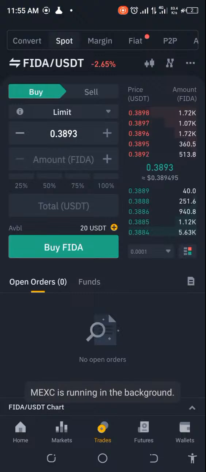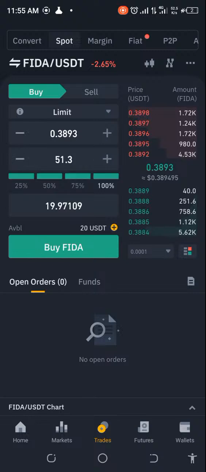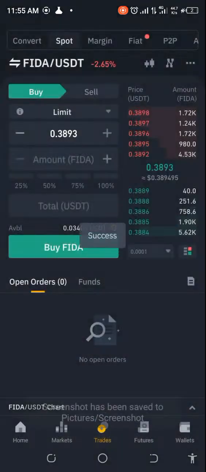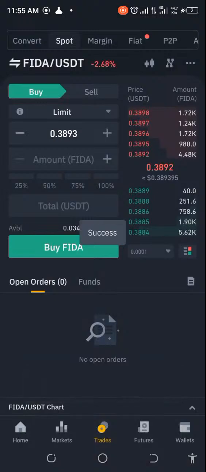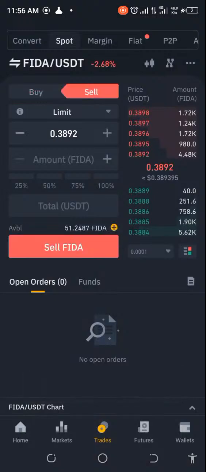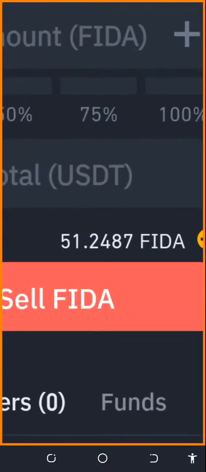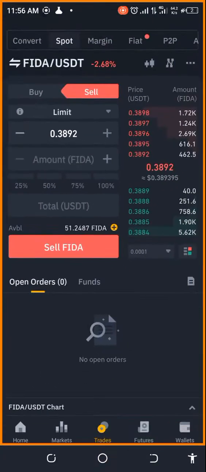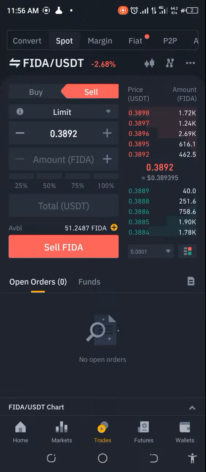So the first thing we want to do now is to buy this. Let's ensure that we refresh and make sure that everything is set. Okay, so it's picking up 19.97. Let's go ahead and buy that. Okay, so that is already bought. We have already bought that. So what do we have here? 51.24. Okay, so this is what we have now.